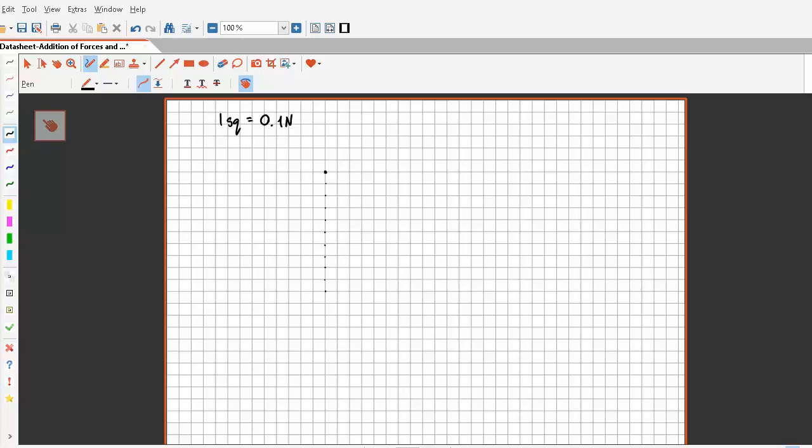I've suggested that you draw a scale of 1 centimeter equals 1 newton. You don't have to do that if you have some paper with an existing grid. So this is drawn to scale and it is 10 squares long. And this represents a downwards force of 1 newton. The reading on my spring scale when placed on the horizontal string was also 1 newton.